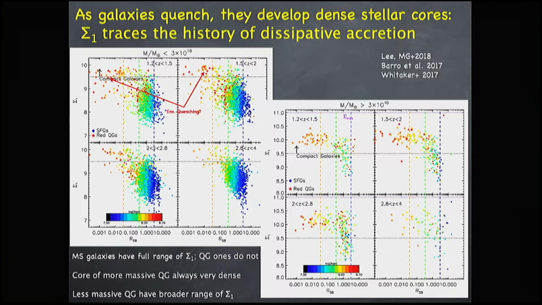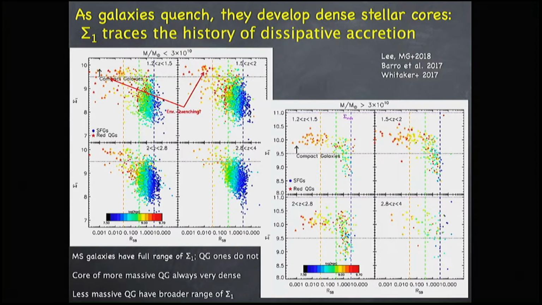The y-axis shows the projected stellar mass density in the innermost 1 kiloparsec radius. So it's the core stellar density. What you see here is that before a galaxy quenches, the dynamic range of its central density is very large. By the time the galaxy is dead, that dynamic range is restricted to high values.